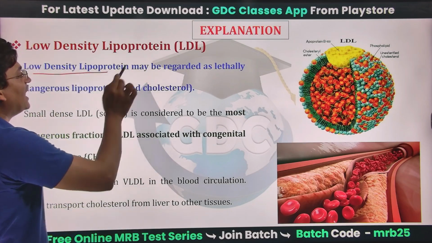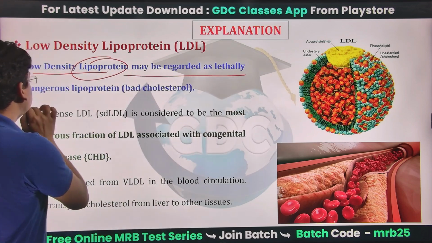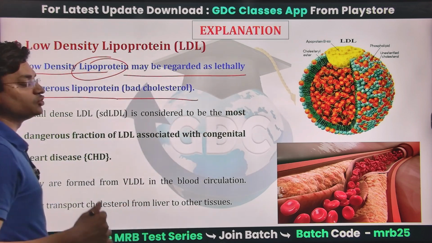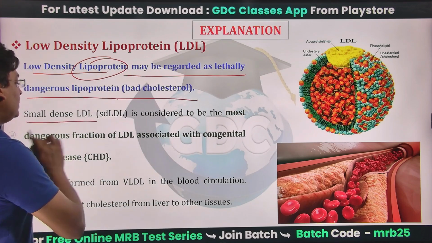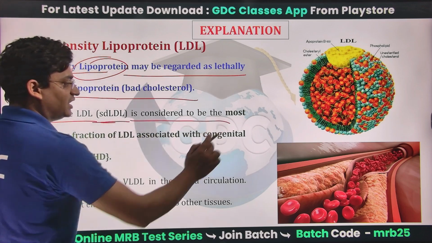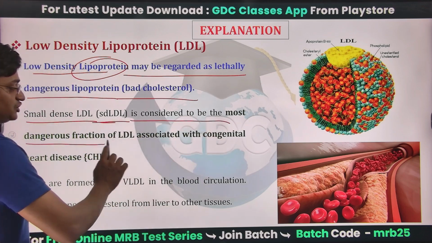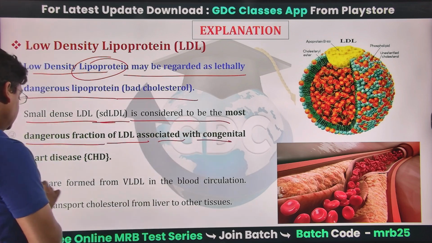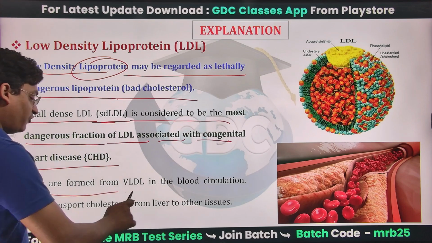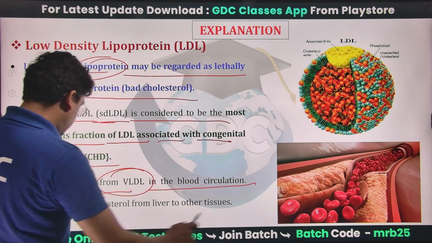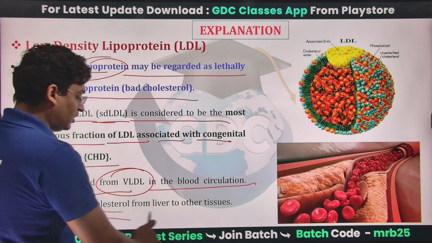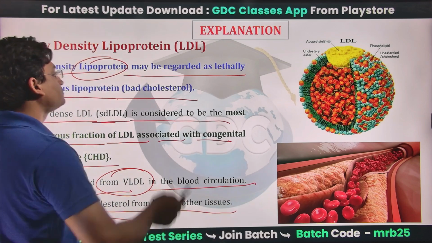Low density lipoprotein may be regarded as lethally dangerous lipoprotein, also known as bad cholesterol. Small dense LDL is considered to be the most dangerous fraction of LDL, associated with coronary heart disease. They are formed from VLDL in the blood circulation. They transport cholesterol from the liver to the other tissues and organs.